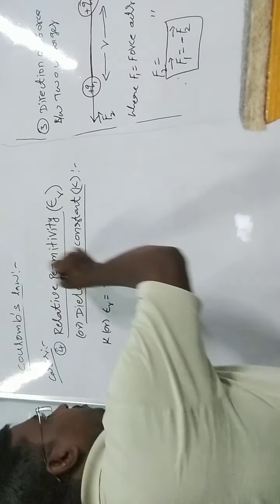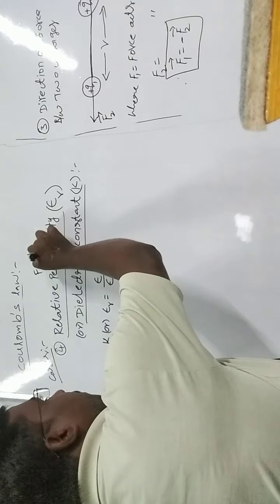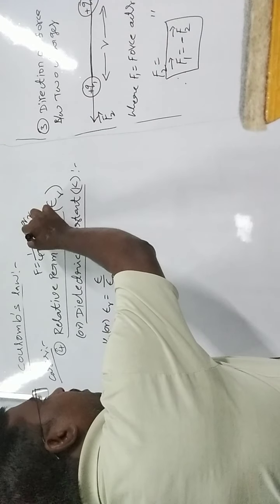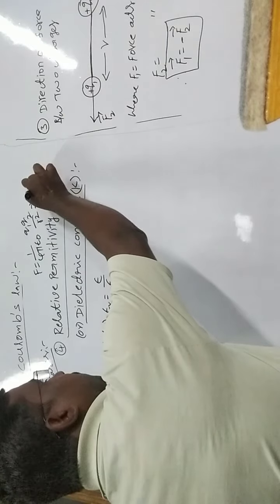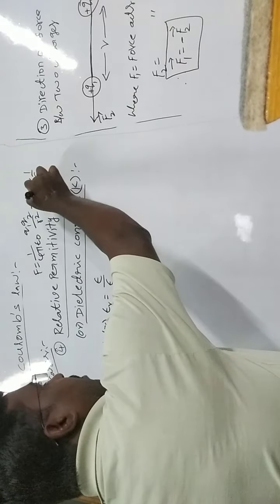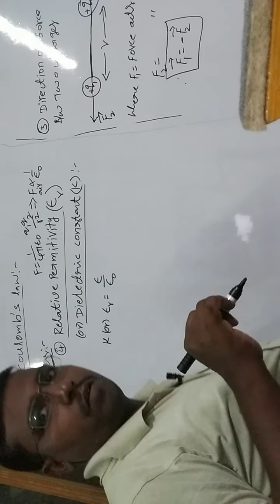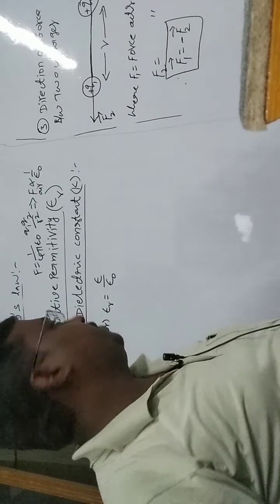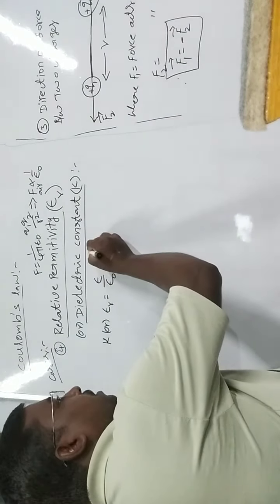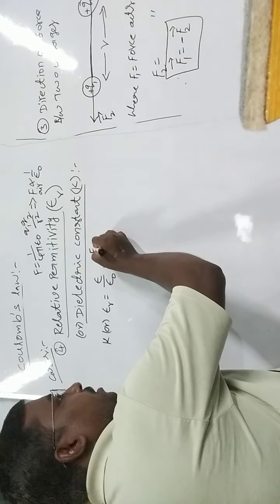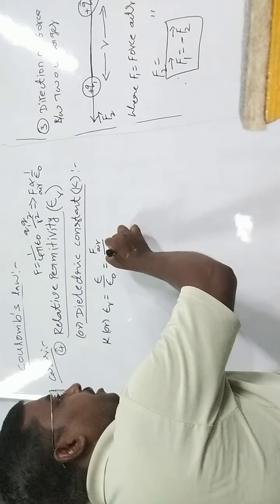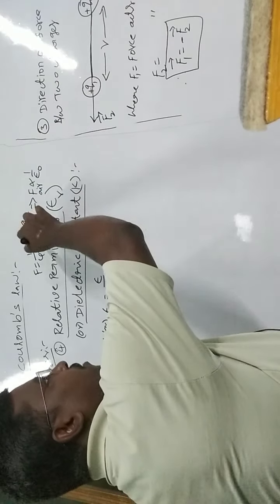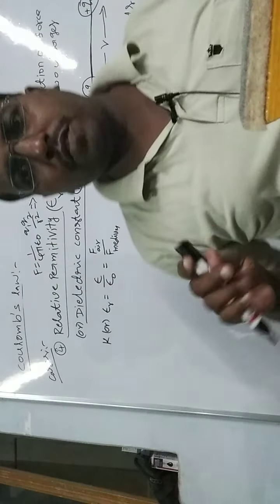We know that F equal to 1 by 4 pi epsilon naught into Q1 Q2 by R square. All other terms are constant, so F is inversely proportional to epsilon naught. Epsilon naught means F air. So F is inversely proportional to epsilon naught. This is also equal to the ratio of F air by F medium. In the case of F medium, it becomes 1 by epsilon.